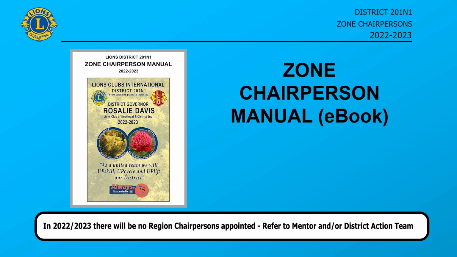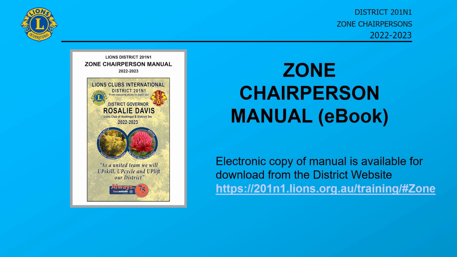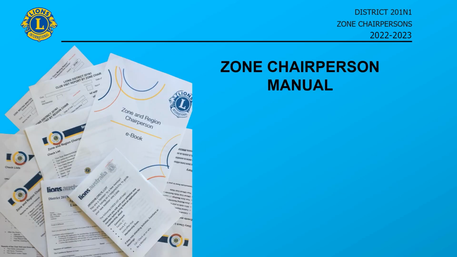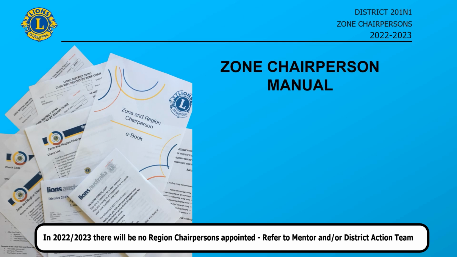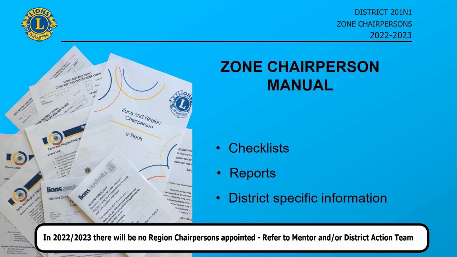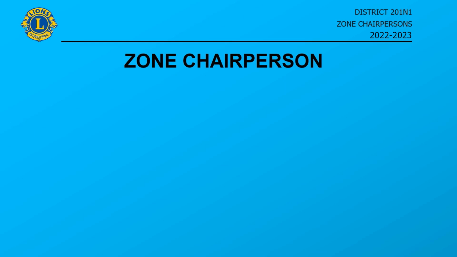You can use this printed version to familiarise yourself, but it cannot link you to what you need to find online. Our district website has a link that will take you directly to the manual. This will include items specifically for Zone and Region Chairs, such as the checklists and reports that are mentioned throughout this presentation. What the Zone Chair does.